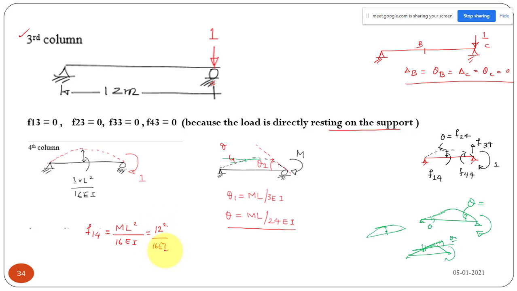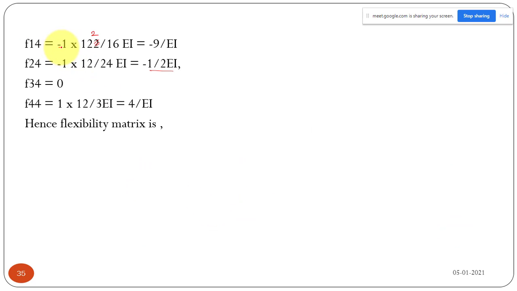Okay, and again this deflection is in the upward direction, so that means there will be a negative sign, ML square by 16EI, so that will be minus 9 by EI. Okay, and F24 is minus 1 by 2 EI, F34 is 0. Okay, and that is support, and F44 is your ML by 3EI, so 12 by 3, 4 by EI. These are the elements we are going to get.